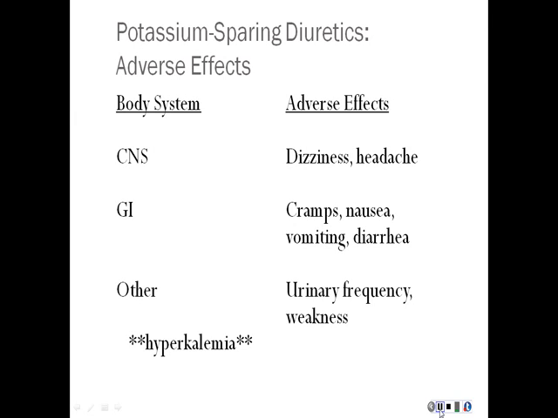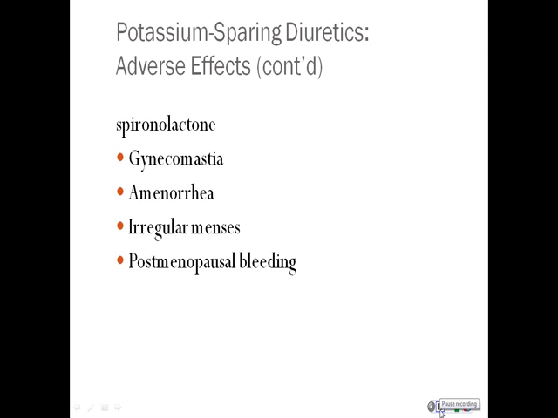It makes sense that there's urinary frequency, although weakness is another one of those things. Because they are potassium sparing, certainly hyperkalemia is a concern, so potassium levels will need to be monitored fairly regularly. Some of the adverse effects specific to spironolactone are gynecomastia, which is a growth of the breast tissue or tenderness and growth of the breast tissues, amenorrhea, irregular menses, and postmenopausal types of bleeding.